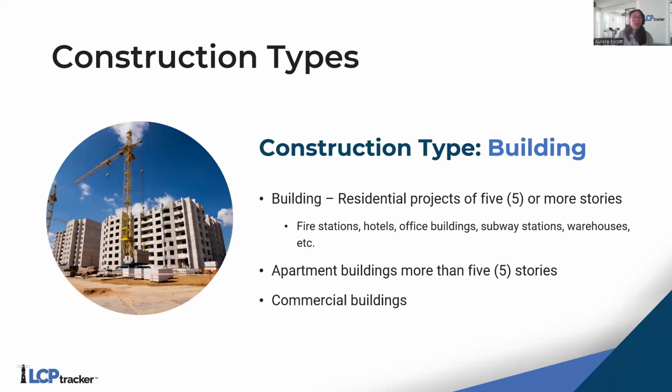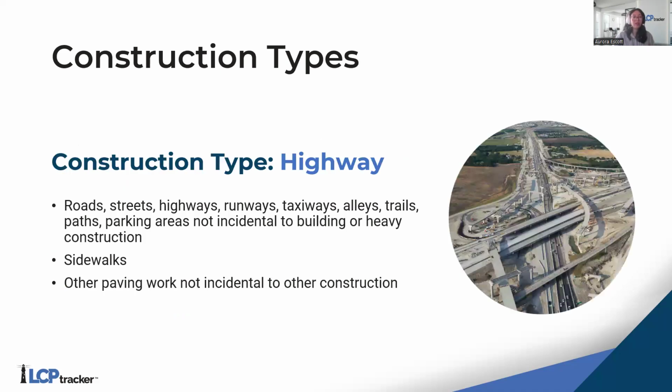Now, for building, this is similar to residential, except that it would be for buildings that are, for example, apartment complexes that are over 5 stories in height. It would be for housing people, machinery, equipment, or supplies like fire stations, hotels, office buildings, etc. This could also potentially be commercial buildings. Now, the third construction type is highway. This is where a lot of the potential incidental work might fall into. Now, highway work includes roads, streets, highways, runways, taxiways, believe it or not.